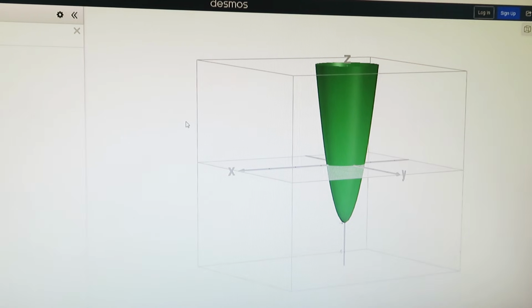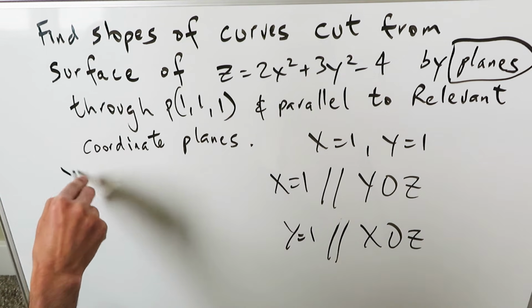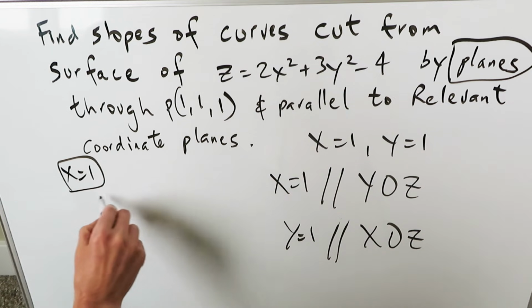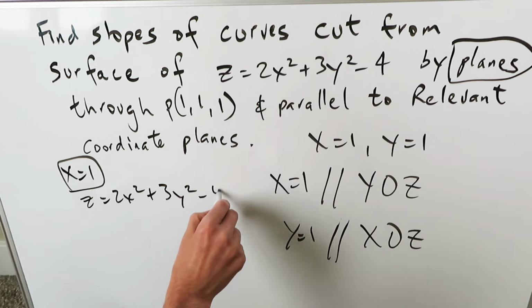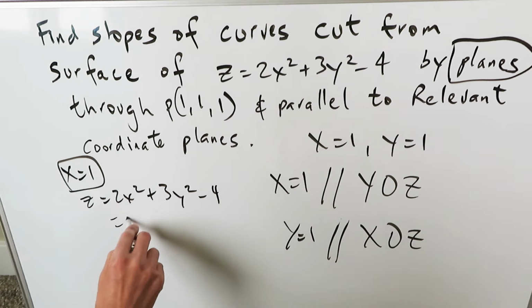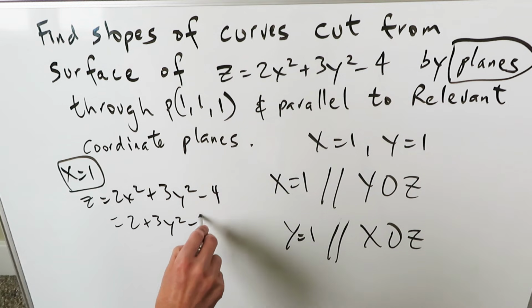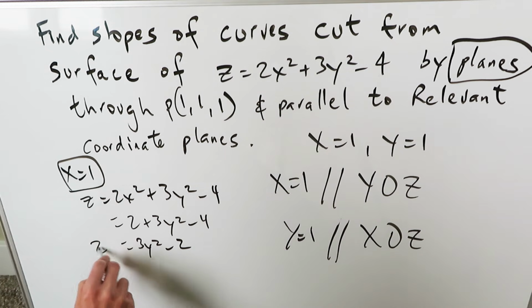Let's shift over now to the board. So this is what we have. x equals 1 is parallel to our coordinate plane, y, origin, z, and y equals 1 is parallel to x, origin, z. How do we start? Consider this. When I'm looking at the first plane, x is equal to 1, I'm looking at my function, z is equal to 2x squared plus 3y squared minus 4. If I know x is equal to 1, I can plug it right over here. I have z is equal to 2 plus 3y squared minus 4. When I clean it up, I have z is equal to 3y squared minus 2.